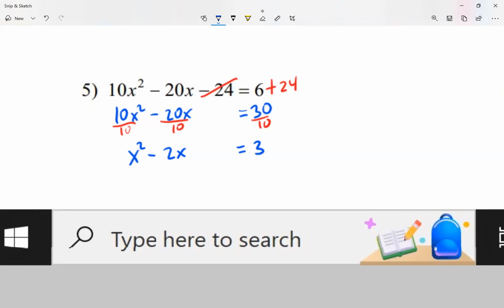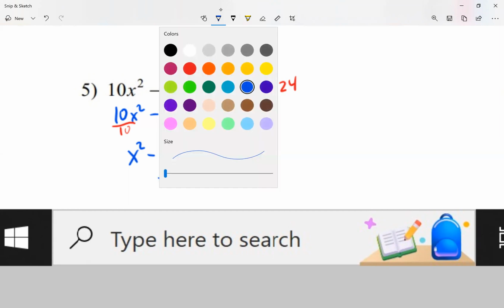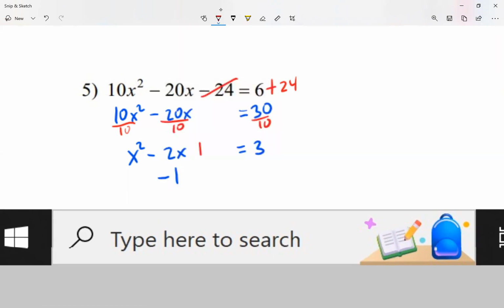I want to factor the left side. That's why I was leaving the space there. My first number is a 1, which is good. Then I ask myself, what's the half of negative 2? Well, negative 1. Notice I always go with a half. And what's negative 1 squared? Well, 1, right? Negative 1 times negative 1 will give me 1. So let me add 1 to both sides. So that means that on the left, I have x minus 1 all squared, right? I completed the square, is equal to 4. Because 3 plus 1, that's 4.